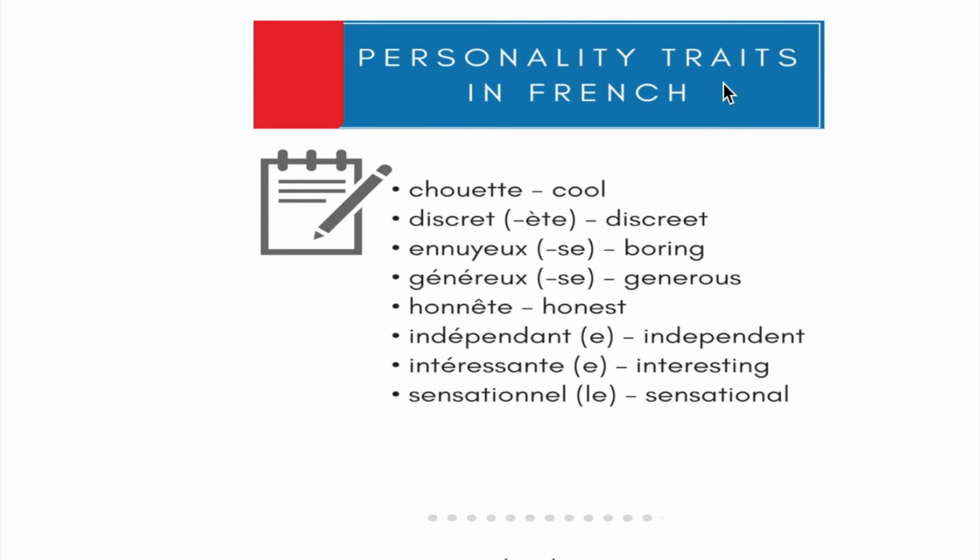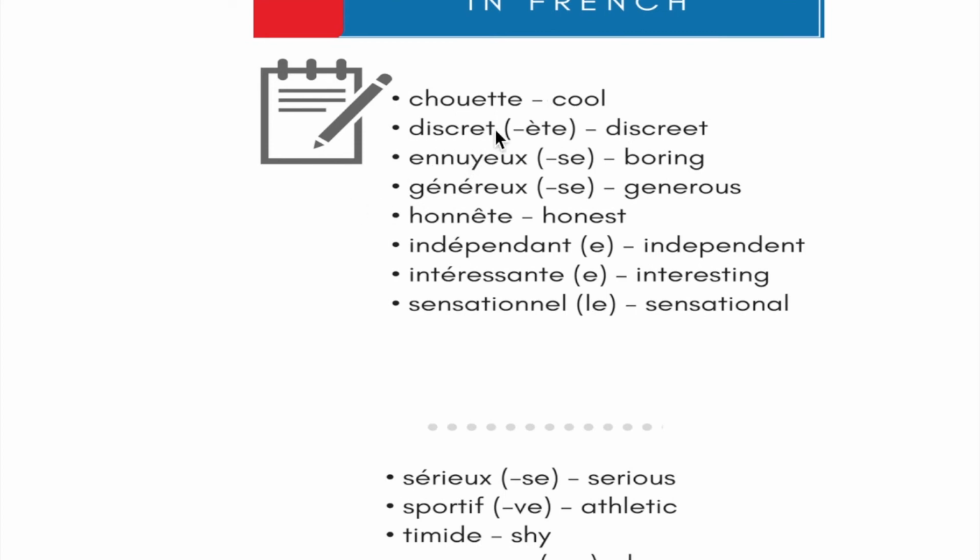Now let's talk about personality traits in French. Chouette, chouette, cool. Discret, discret, masculine. And discrète, discrète, feminine. I'll tell you how to spell that. You get rid of the E and the T at the end of the masculine form. So E and T are gone. Then you add this part here at the end. That's the feminine form. So you have discret for masculine and discrète for feminine, discreet.